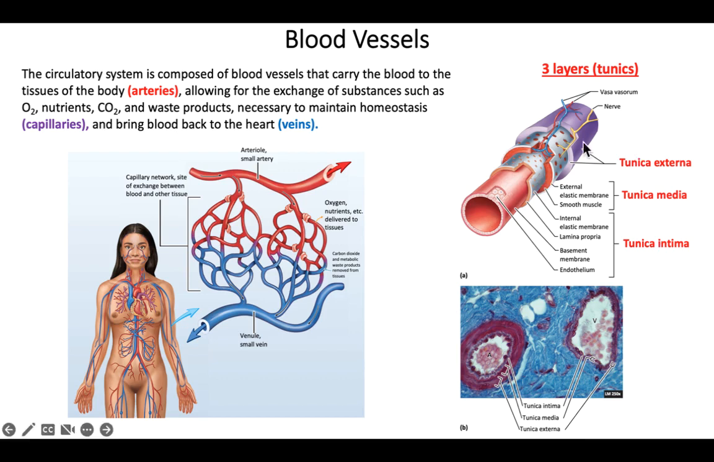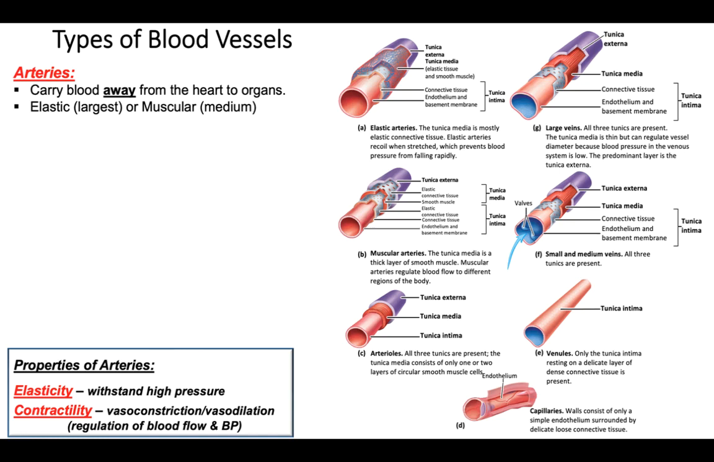Basically, the outer layer is mostly connective tissue, so this tunica externa. The middle layer is where you're going to find a lot of the elastic connective tissue and the smooth muscle. And then the inner layer is an endothelium, which is an epithelial layer of simple squamous. There's also what's called the basement membrane. So that's the basic difference in these three layers, and then we're going to just compare the different types of blood vessels. So we start with arteries.